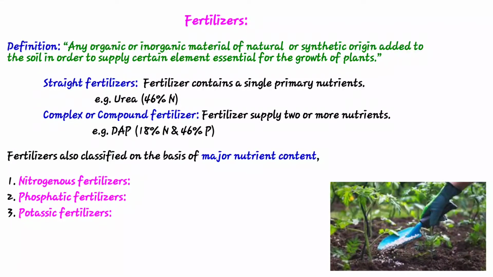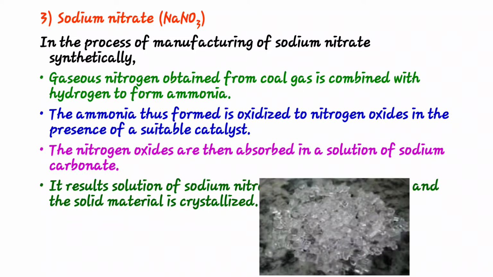Today I am going to start the next manufacturing process, sodium nitrate, then ammonium chloride, calcium ammonium nitrate and ammonium sulfate nitrate. Next lecture we will discuss ammonium nitrate and cyanamide. So, the sodium nitrate process: sodium nitrate is manufactured synthetically, not naturally.